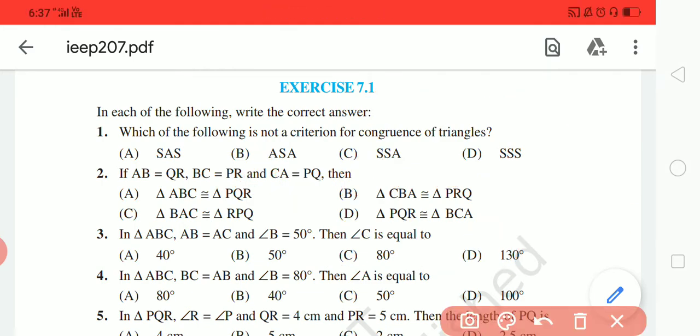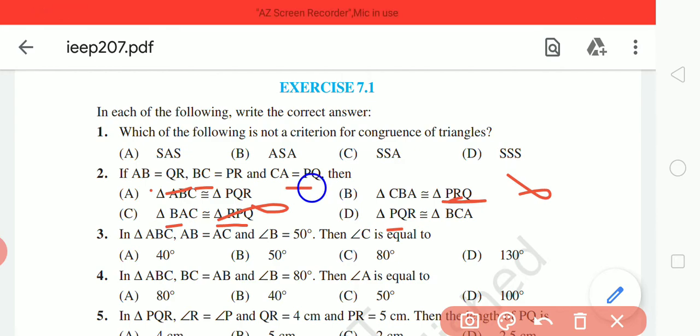Let us check. We have given ABC and PQR. Here we have CBA, so CB will be taken with RP. This is PR, so this is also not the case. BA will be taken with RQ. This is RP, this is also not the case. PQ will be taken with BC, or PQ taken with CA. This is also not the case. Then which one is congruent?